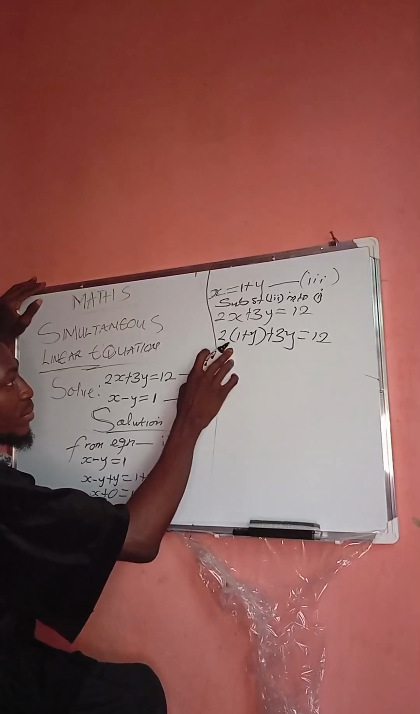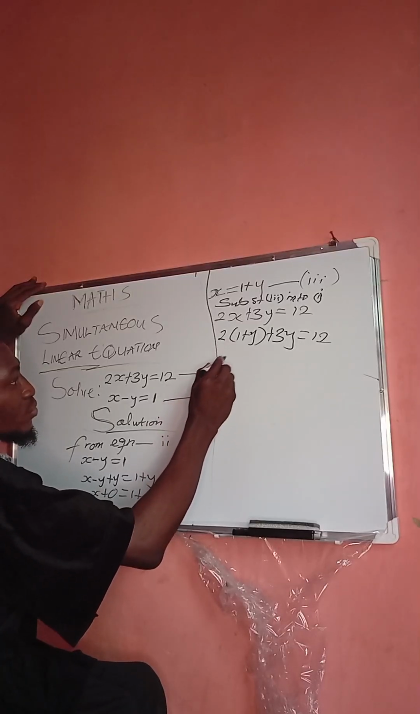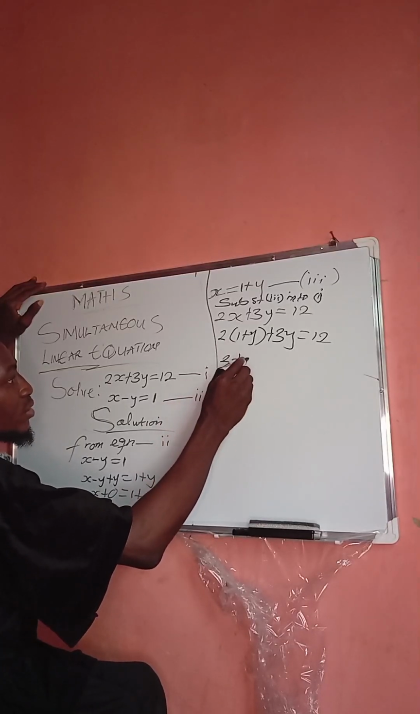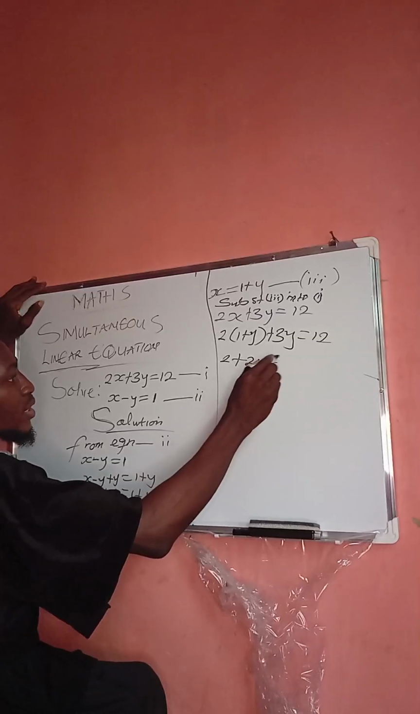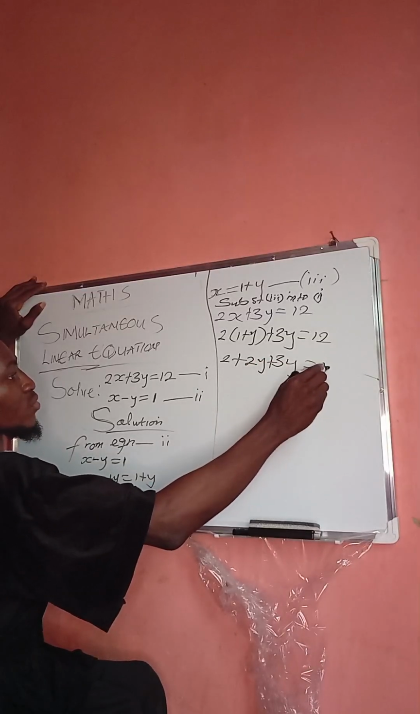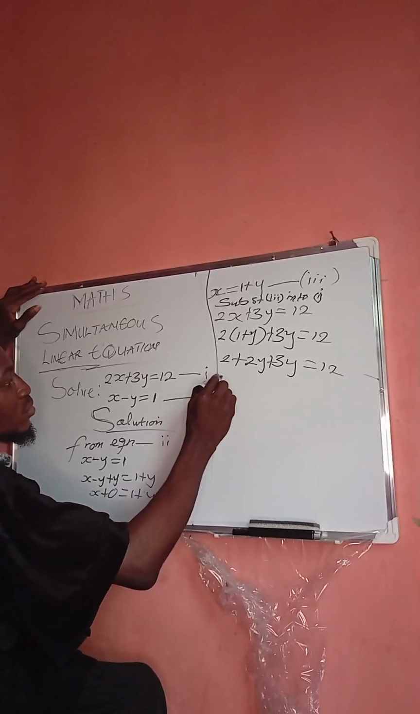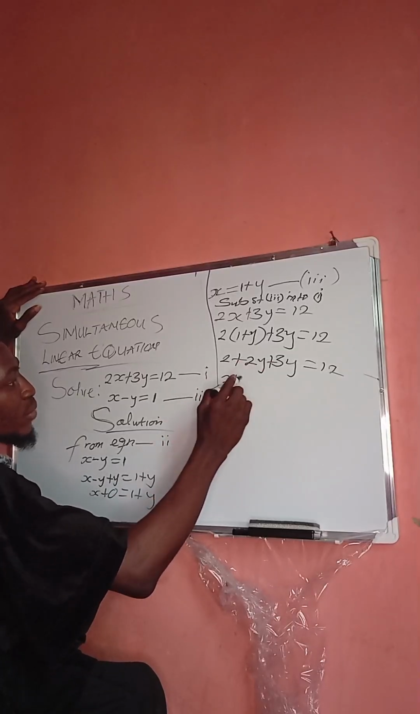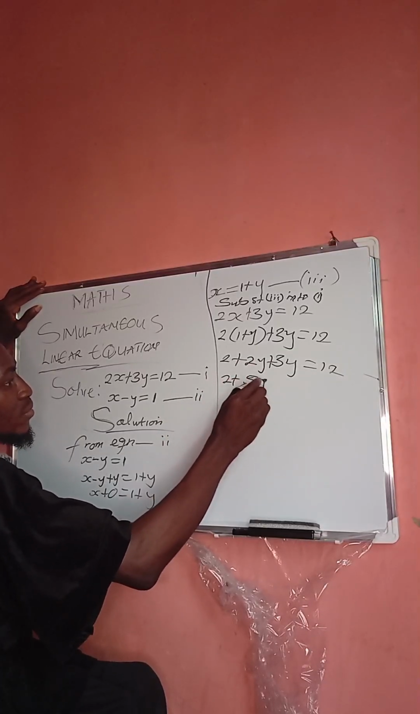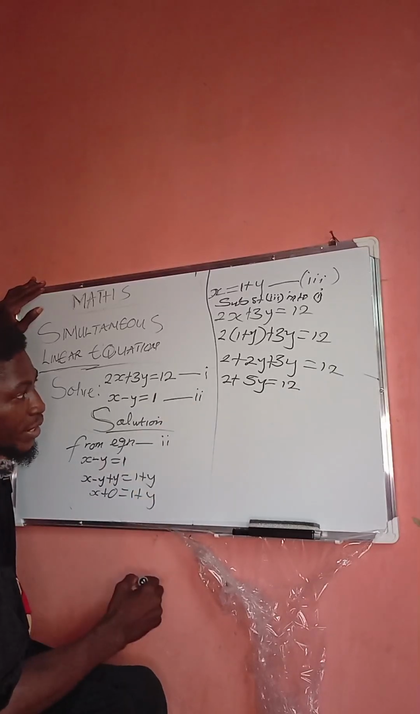Now let's simplify this. Simplify the brackets and bring it out. 2 times 1 will give you 2. Plus 2 times y will give you 2y. Plus 3y is equals to what? 12. Now let's add the like terms. We have 2 plus 2y plus 3y will give you 5y. Equals to 12.